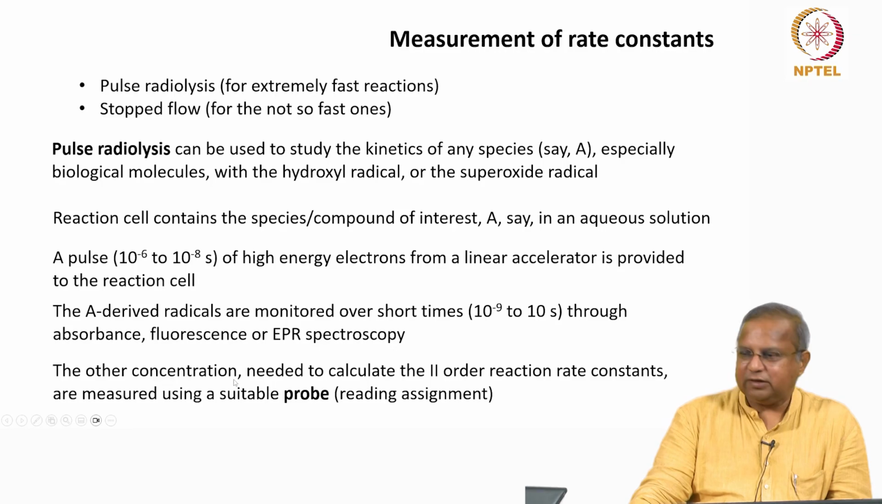The other concentration, because remember this is a second order reaction, so two concentrations are needed. One is the concentration of A or A derived radicals, the other one is the concentration of the hydroxyl or the superoxide itself. So, the other concentration needed to calculate the second order rate constants is measured by using a suitable probe.